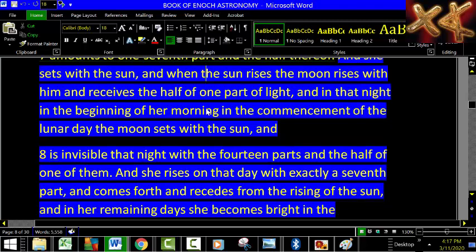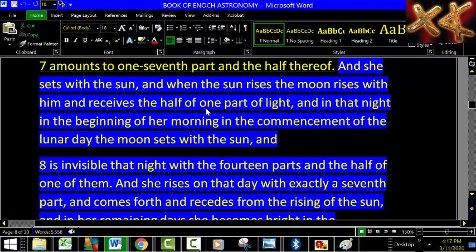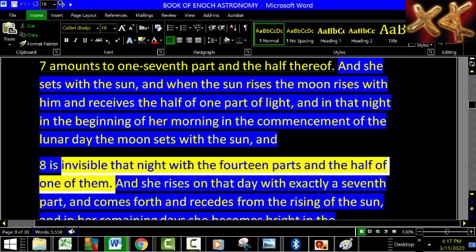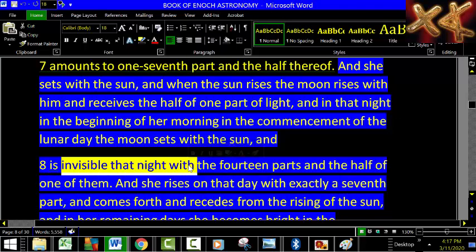This is talking about the new moon right here, the one we talked about earlier, how man counts the new moon as the zero moon. That's what it's talking about right here. On the other day, the 30th day, you can see a small sliver in the morning time. But on this day right here, you're not going to see a sliver at all. And that's what he's talking about when he says "is invisible that night with the 14 parts and the half of them." He's saying that this is an absolute zero moon. There's nothing to see at all.